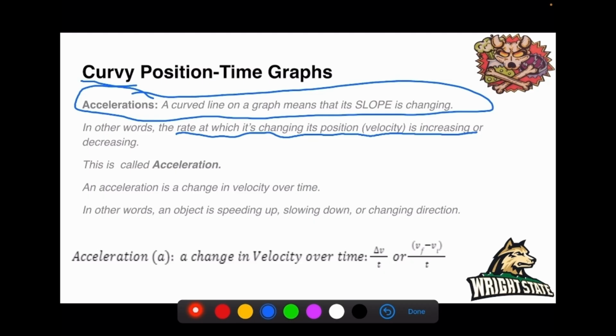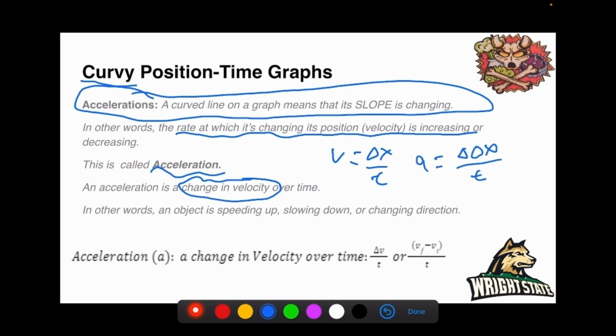So in other words, acceleration is a change in velocity over time. So velocity is a change in position over time. Acceleration is a change in velocity over time. So acceleration is delta v over t, which is the same thing as saying vf minus vi over t, right? However much our velocity changes in that period of time, that will give us our acceleration. Because velocity includes direction, changing direction means that the thing is accelerating.